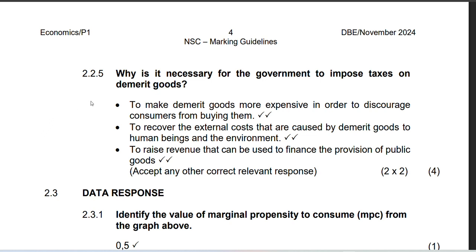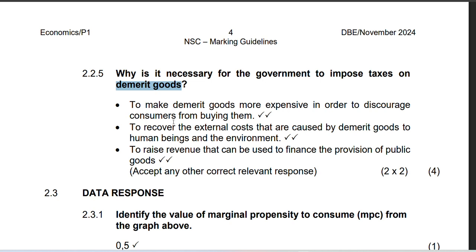2.2.5, it's the last part of the data that we read about the government failure. Now let us look at why it is necessary for government to impose taxes on demerit goods. You first need to understand what demerit goods are. Demerit goods are goods that are not encouraged to be consumed. For example, we're looking at your alcohol and your cigarettes. So those are demerit goods. Those goods are not encouraged to be consumed. However, they are consumed on a day-to-day basis and in very high numbers.